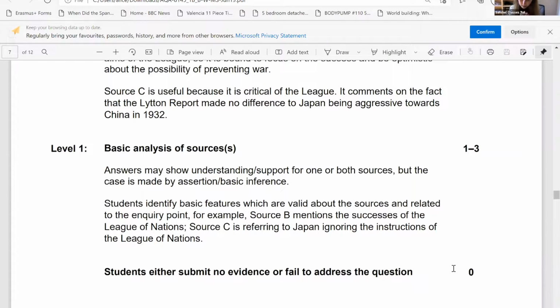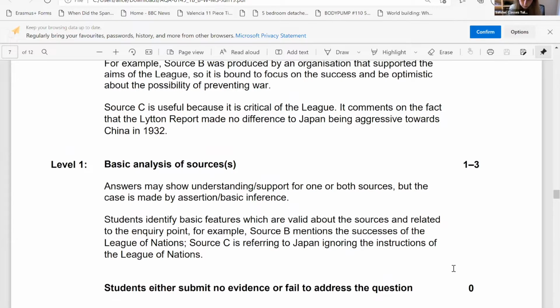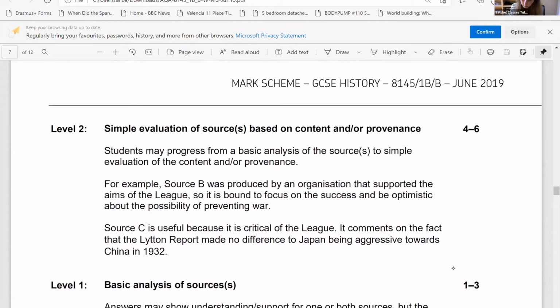But the case is made by assertion, so you're basically writing out whatever the source says, or basic inference. So you may identify basic features which are valid about the sources and related to the inquiry point. For example, source B mentions this or source C shows that, right? If you just repeat what the source says, you're going to get some marks, but let's face it, we're not aiming for some marks, we're aiming for those higher levels. So the second one, 4 to 6 marks, so a level 2 answer.